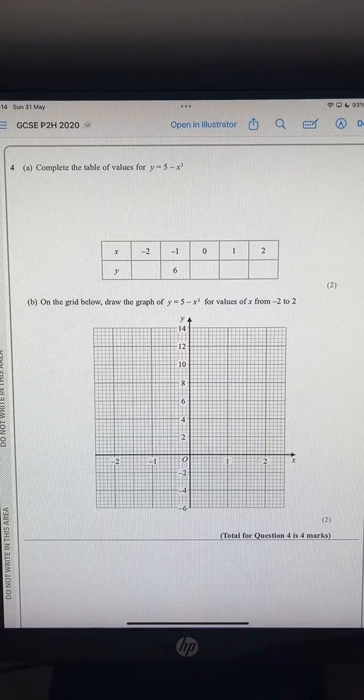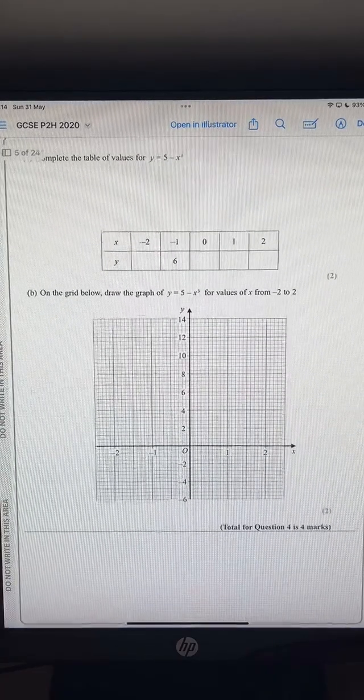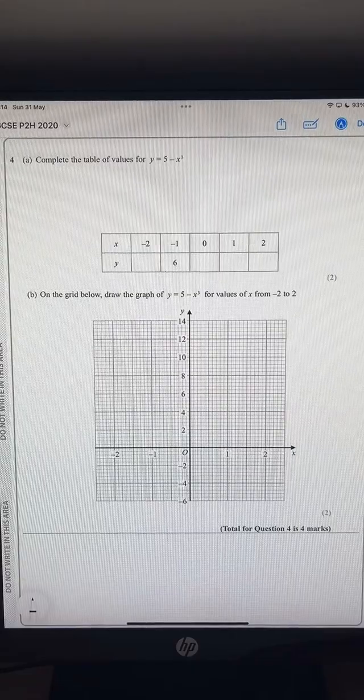What type of ratio question is this? This is like a problem-solving ratio question. It's not mainly ratios. You need to apply ratios, but it's a general problem-solving question which involves ratios.